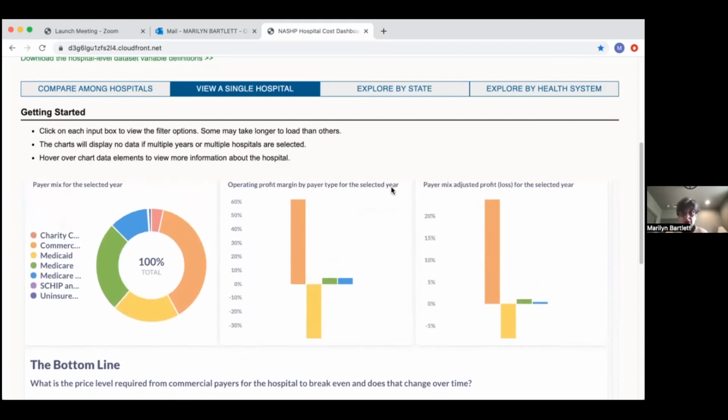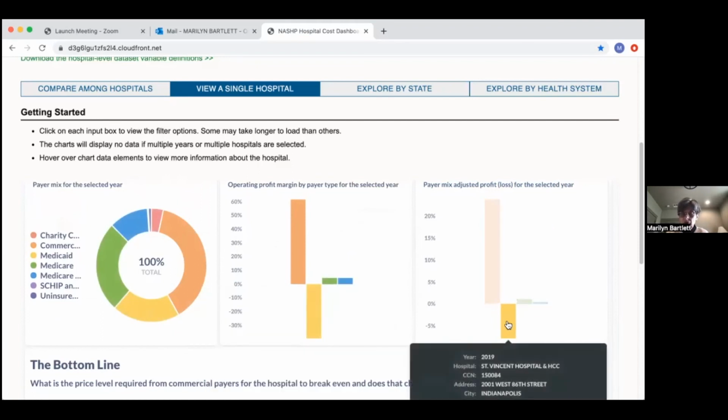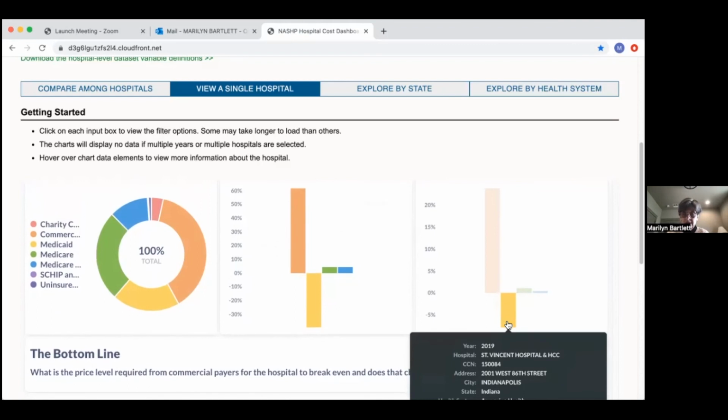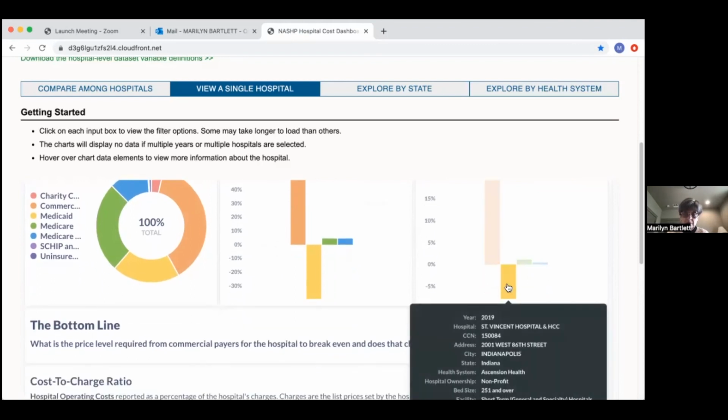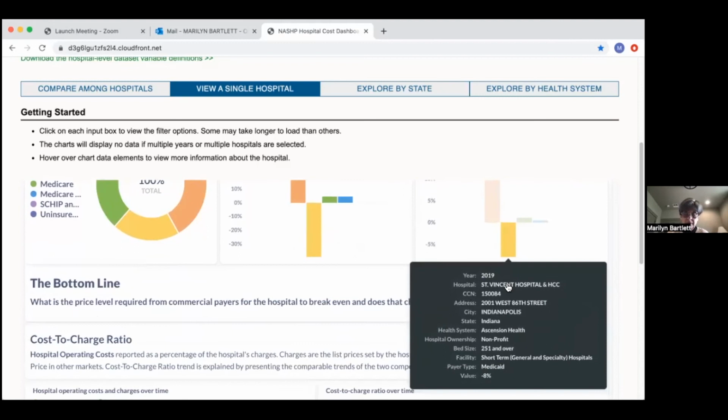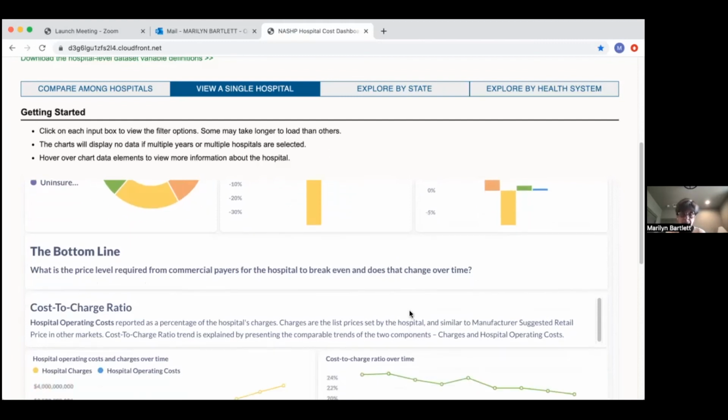So we do a metric that's called payer mix adjusted profit loss, where we really multiply these by each other to say, what is the relative value? So the 40% that you lost on 20% of the business does have a relative impact of -5%. Or -8, excuse me. So it helps you get a little bit better picture of that.